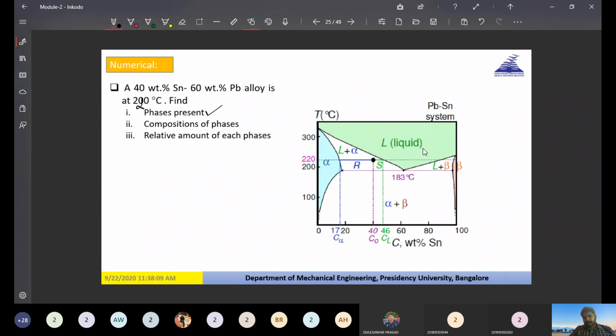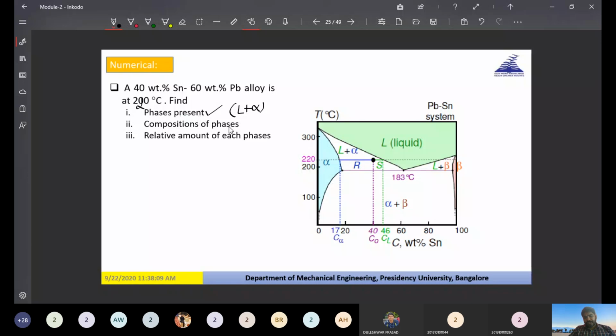Anyone? What will be the phases present when this alloy is heated to 220 degrees Celsius? Which means the alloy is in this region. So this region belongs to which phase? Two phase, sir. Liquid plus alpha region. Yeah, correct. So this point belongs to this region, and this region is nothing but liquid plus alpha. So the first problem we have done.